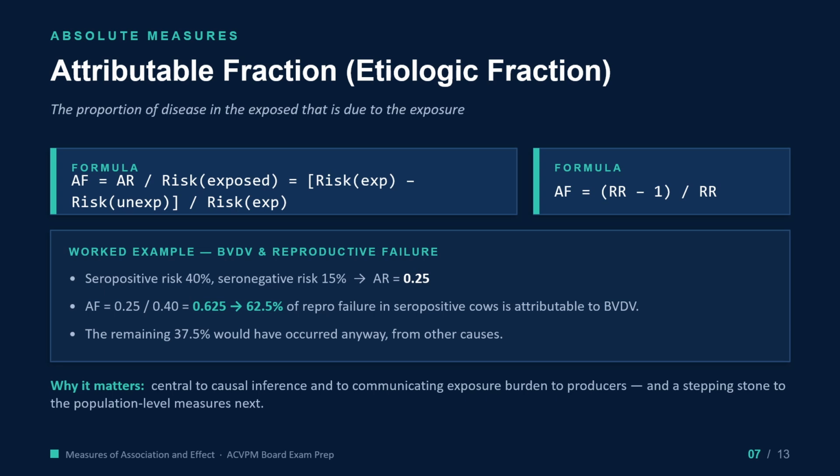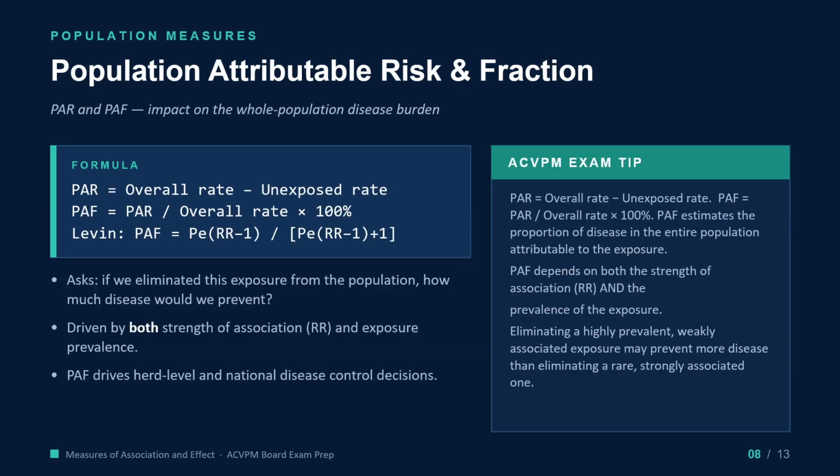The AF is particularly useful in causal inference and in communicating the burden of a specific exposure to producers and policymakers. It's also a stepping stone to the population measures we'll cover next. Attributable fraction tells us about disease in exposed animals, but what about the whole population, exposed and unexposed together? That's where the population attributable risk and the PAF come in. The population attributable risk, or PAR, is one of the most powerful measures in public health epidemiology.